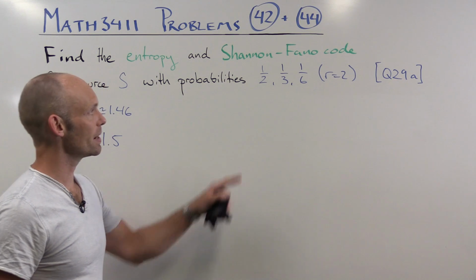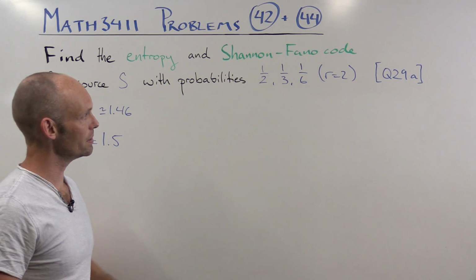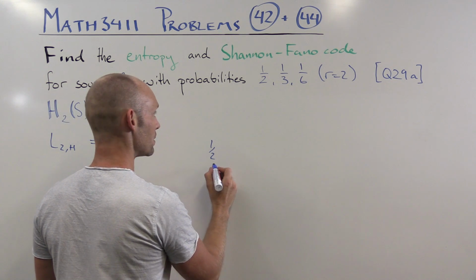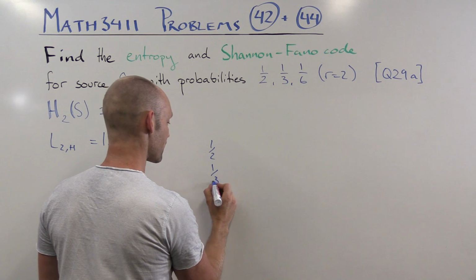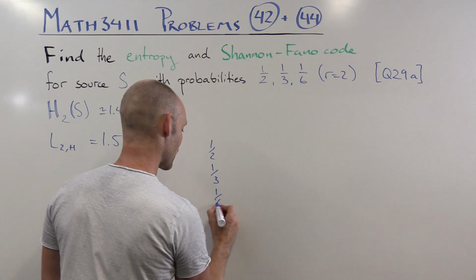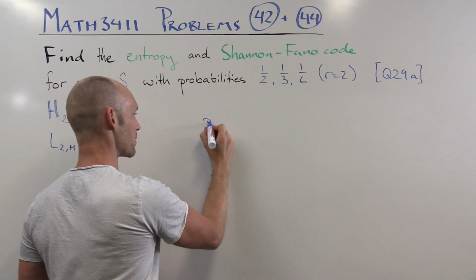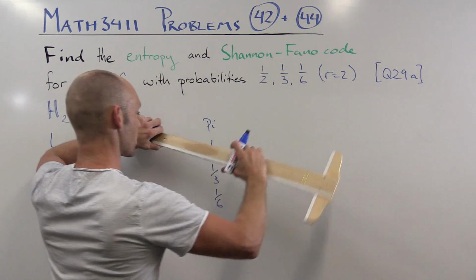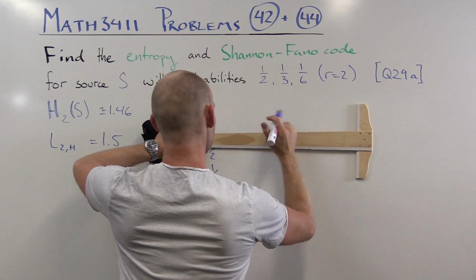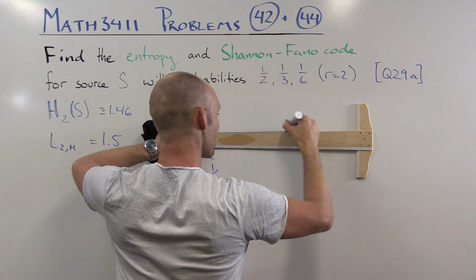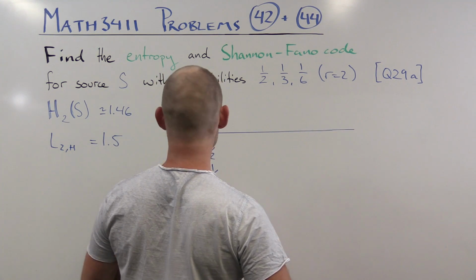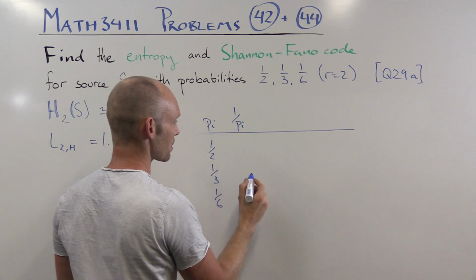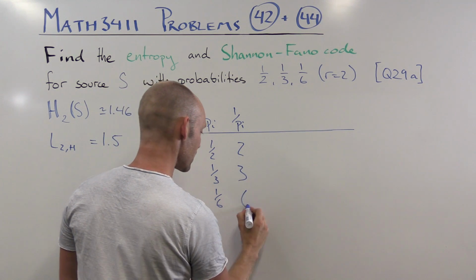Now to calculate the Shannon-Fano code, we look at these probabilities and we order them again in order, like so. So these were the probabilities pi. What we do with these pi's to calculate this code is very simple. First we can draw a little table here. First we just invert the probabilities, 1 over pi. So that gives us 2, 3 and 6.